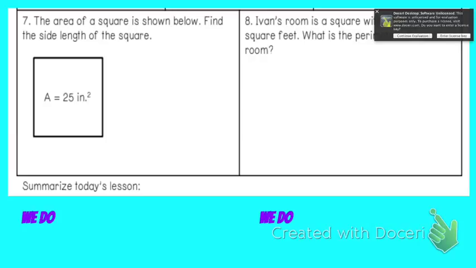So it says the area is 25 inches squared. So what do we need to do with that? No, it's the area. The area is 25 inches squared. Every single side is 5. Yes. Excellent. Every single side is 5 because the square root of 25 is 5. Okay? Because you're finding the square root of 25 inches squared. Okay?